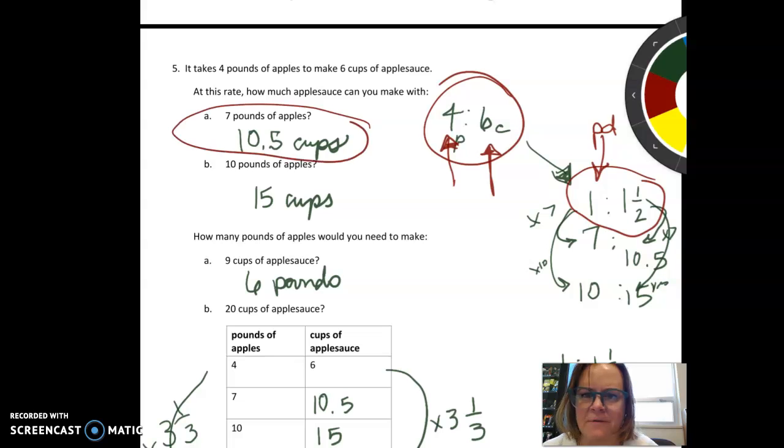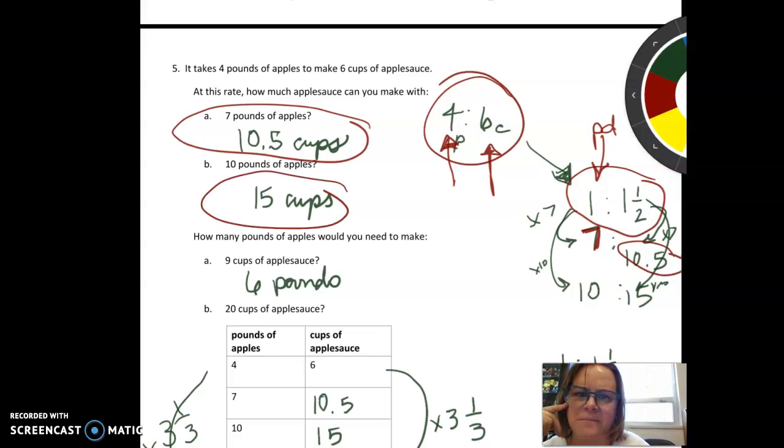So if I have 7 pounds of apples, I'm just going to multiply 1.5 times 7 and get 10.5 cups of applesauce. And if I have 10 pounds of apples, I'm going to multiply my 1.5 times 10, and I get 15 cups of applesauce.